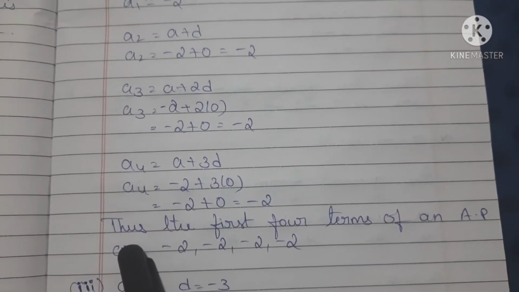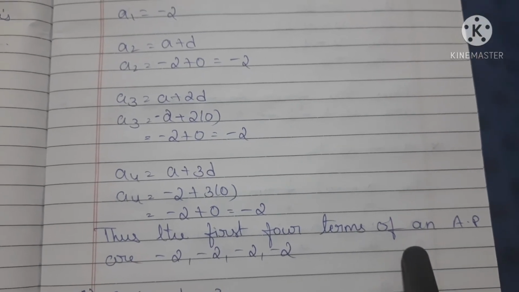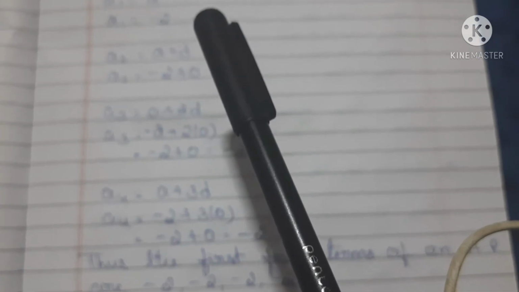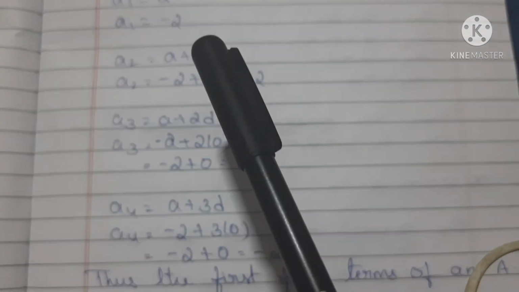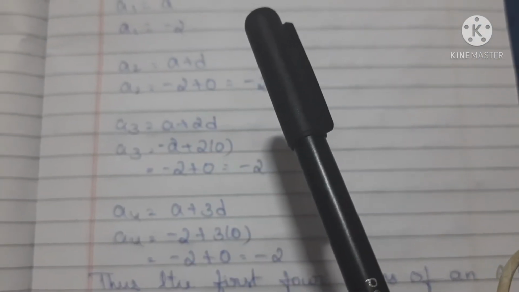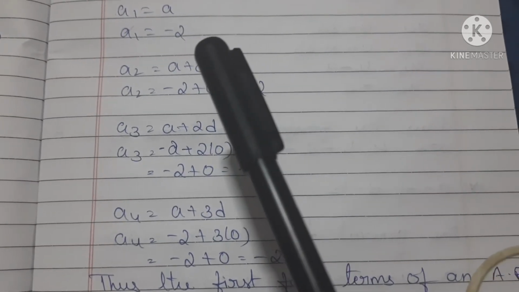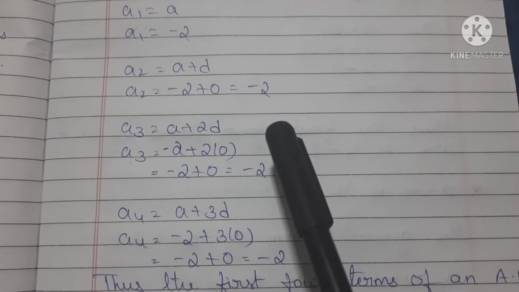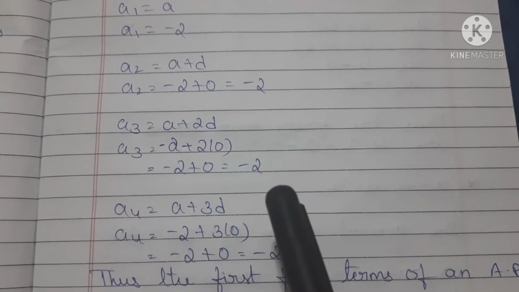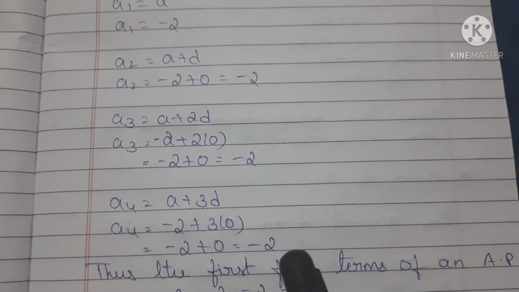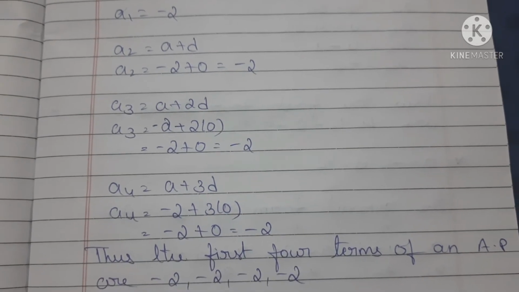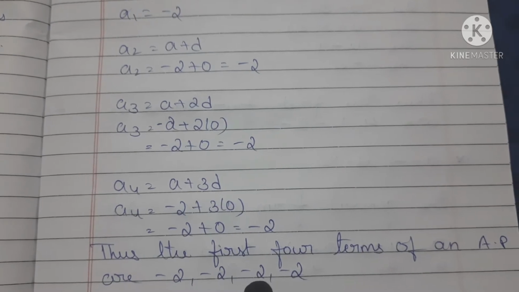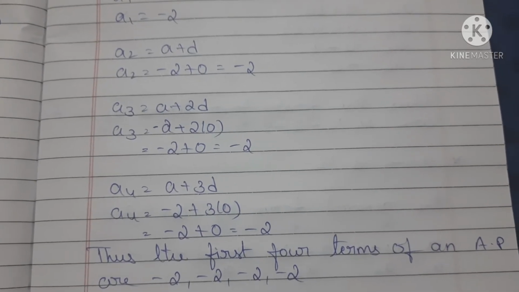Now here the first four terms of the AP are, A1 value minus 2, A2 value minus 2, A3 value minus 2, A4 value minus 2. Therefore, the first four terms of the AP are minus 2 comma minus 2 comma minus 2 comma minus 2.